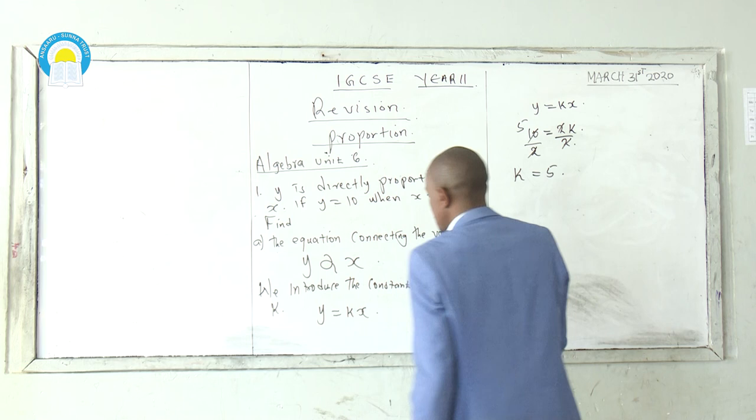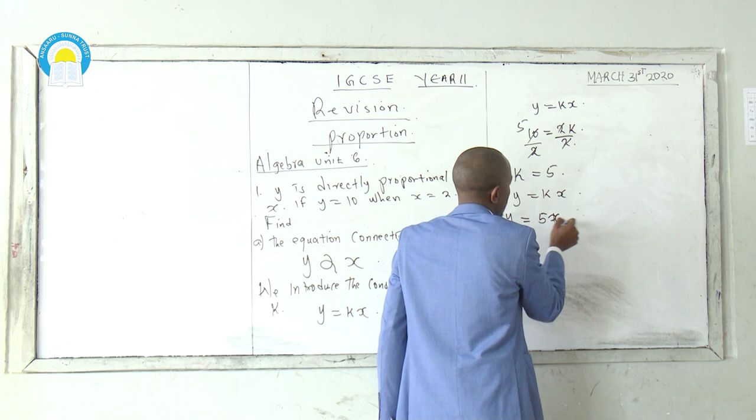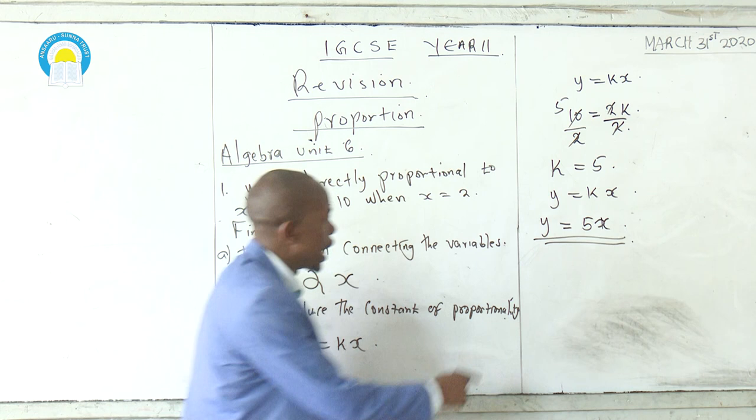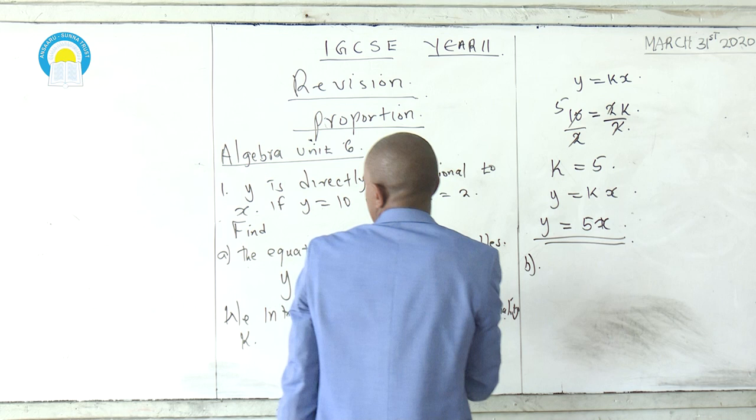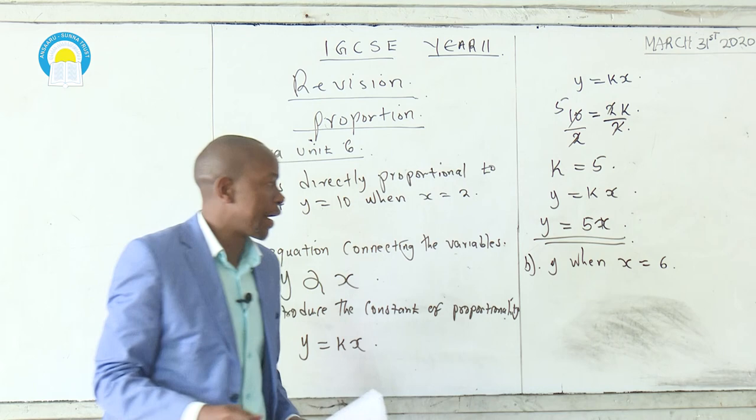Once we have the constant of proportionality, we can replace k. So we said y is equal to kx. Now the equation is y is equal to 5x. That is part A, where we were told to find the equation connecting the variables. The variables are y and x. Now part B, you're told to find y when x is equal to 6.